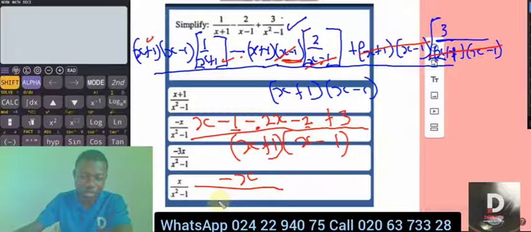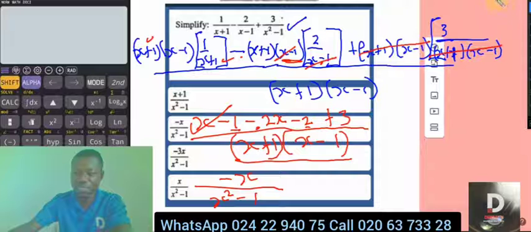So remaining what? Minus x. Now at this stage, for the final answer, I can revert the difference of two squares back to its original position. So I'll write x squared minus 1. This is the answer, which is option B. So option B is the correct answer.